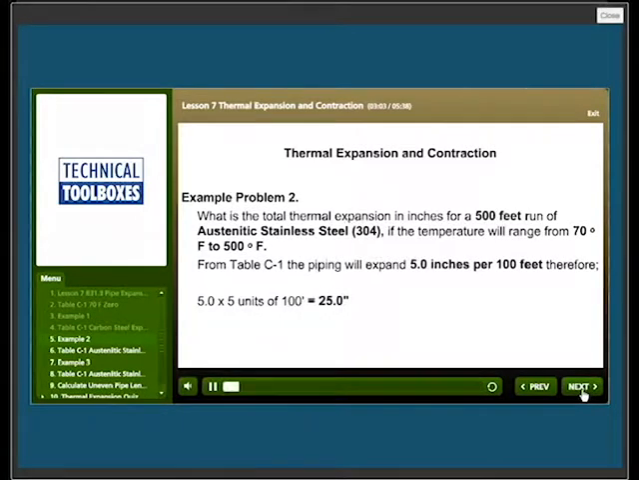Example problem 2. What is the total thermal expansion in inches for a 500 feet run of austenitic stainless steel 304 if the temperature will range from 70 degrees F to 500 F? From table C1, the piping will expand 5 inches per 100 feet. Therefore, 5 units times 5 inches of 100 feet equals 25 inches.